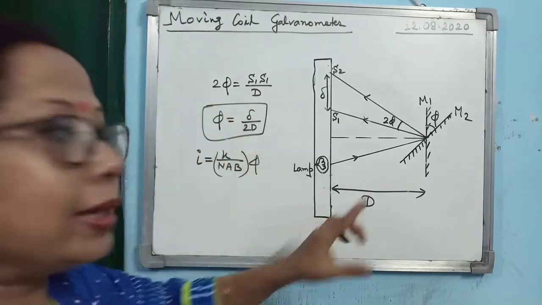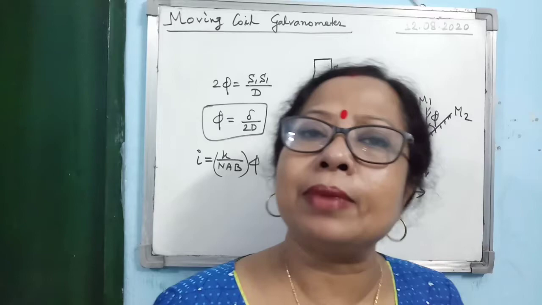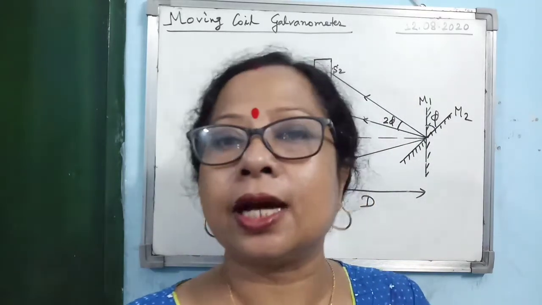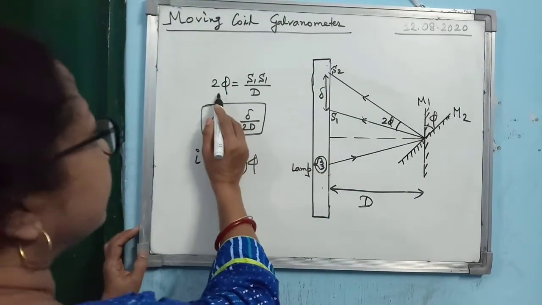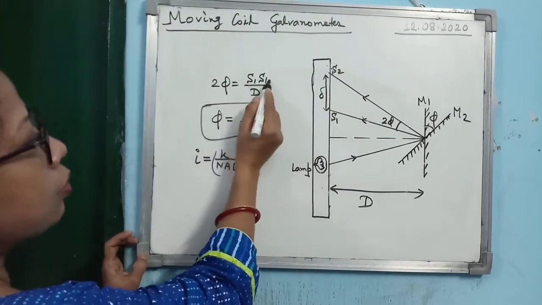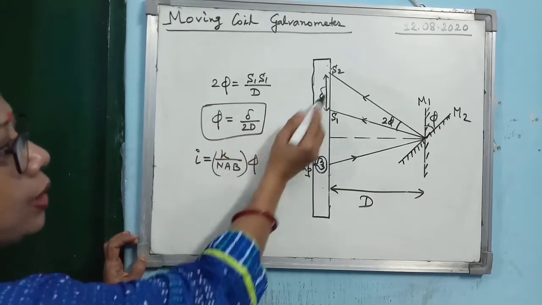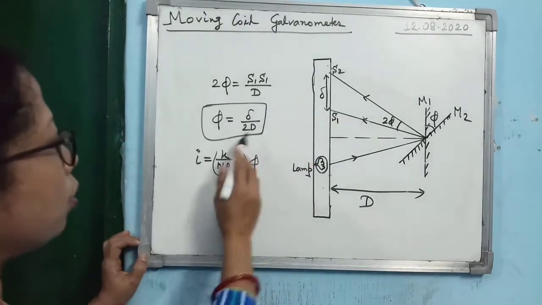Now you know that this angle 2 phi is actually very small, and when theta tends to 0, tan theta tends to theta. So from all these relations together, we get 2 phi is equal to S1S2 by D. So what will be phi? Delta by 2D, where I have denoted S1S2 by delta.